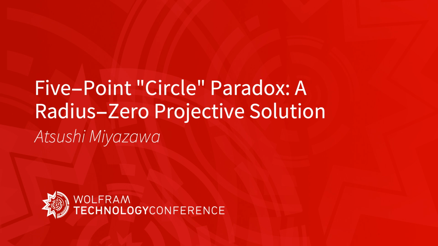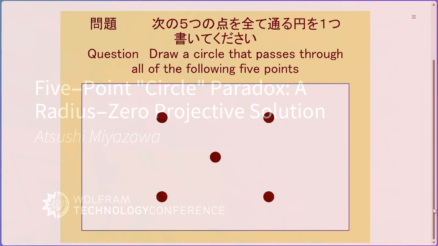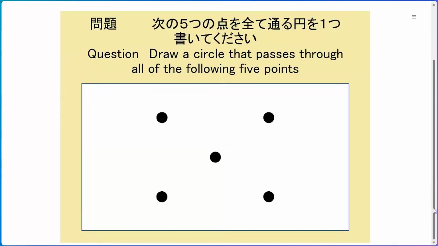Today, I'll show how a well-known five-point circle puzzle turns into a clean, projective conformal result, a radius zero circle. In the complex projective plane, the punchline disappears. A theorem appears. Draw a circle that passes through these five points.